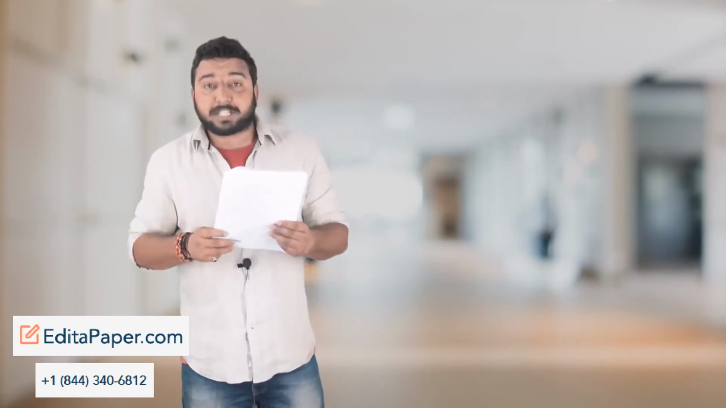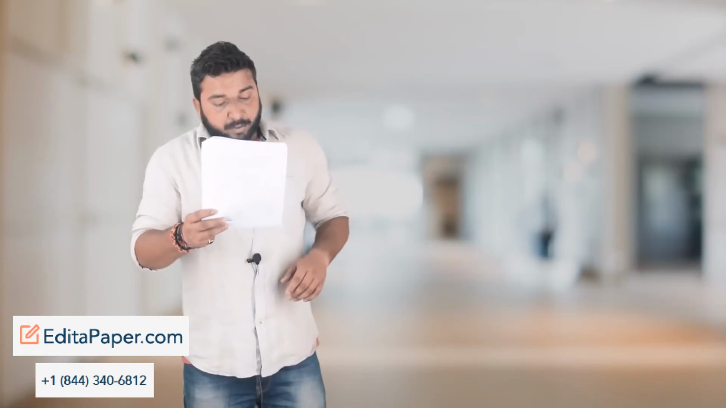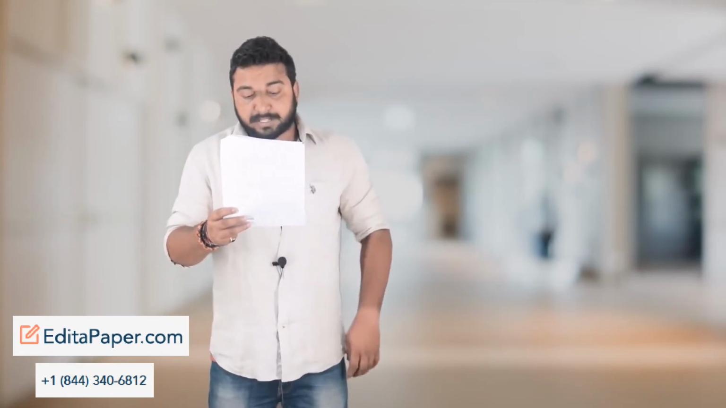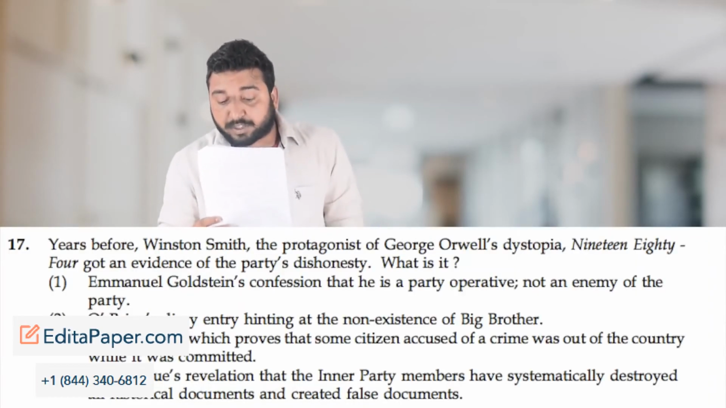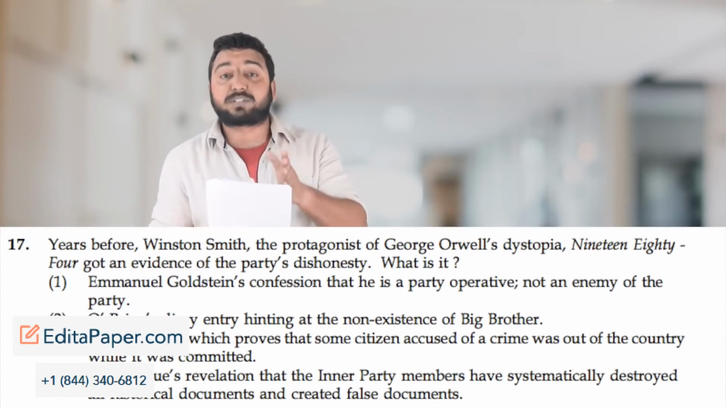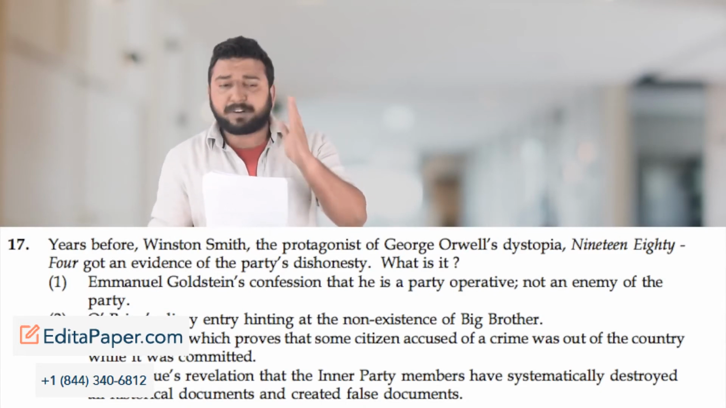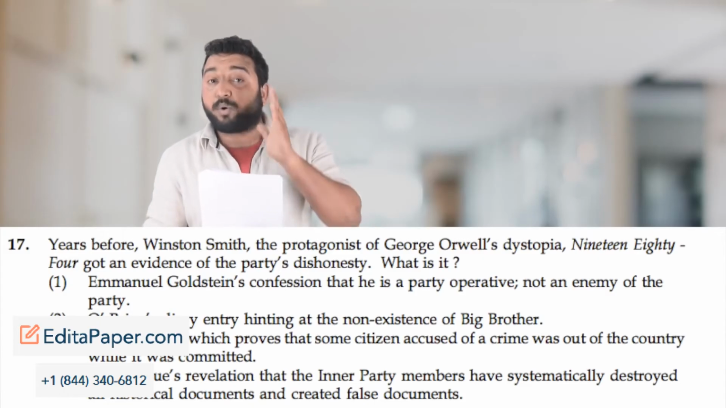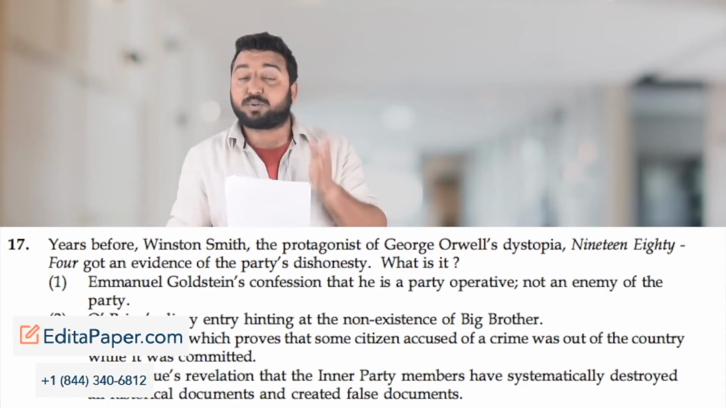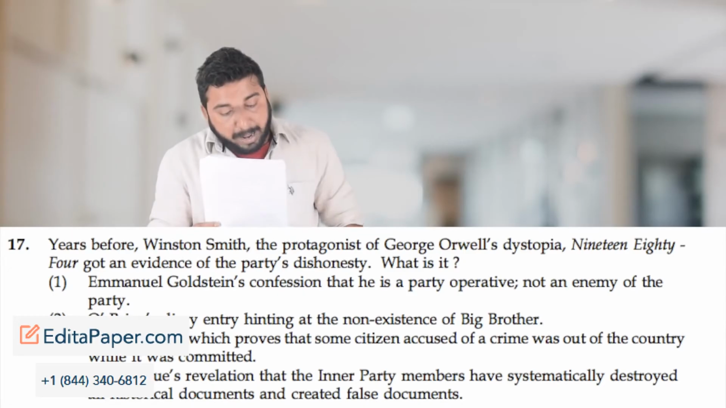Those who are preparing for this coming exam, I suggest you do not forget to read Moving Image and 80 Acres, a short story. Question number 17: Years before Winston Smith, the protagonist of George Orwell's dystopia, one of the must reads. I must have told you, I have repeated it again and again, do not go to the exam if you're not prepared with George Orwell's 1984. So what happens here?